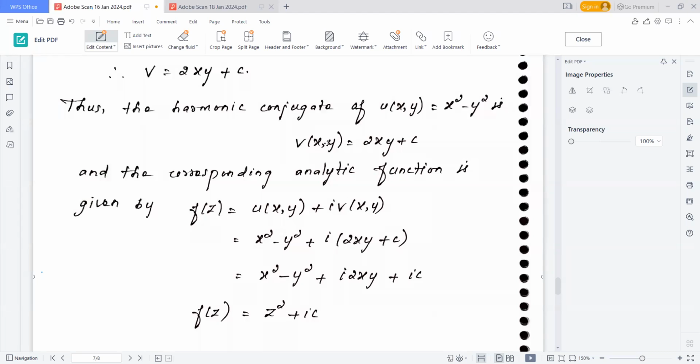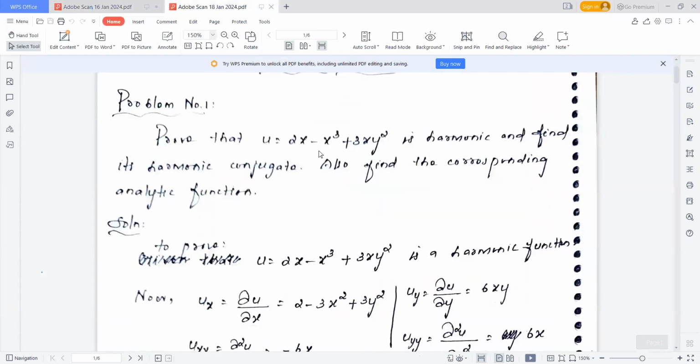Okay. Next we see problem number 1. Prove that the function u is equal to 2x minus x cube plus 3xy square is harmonic and find its harmonic conjugate. Also find the corresponding analytic function. So the three things we need to prove here.